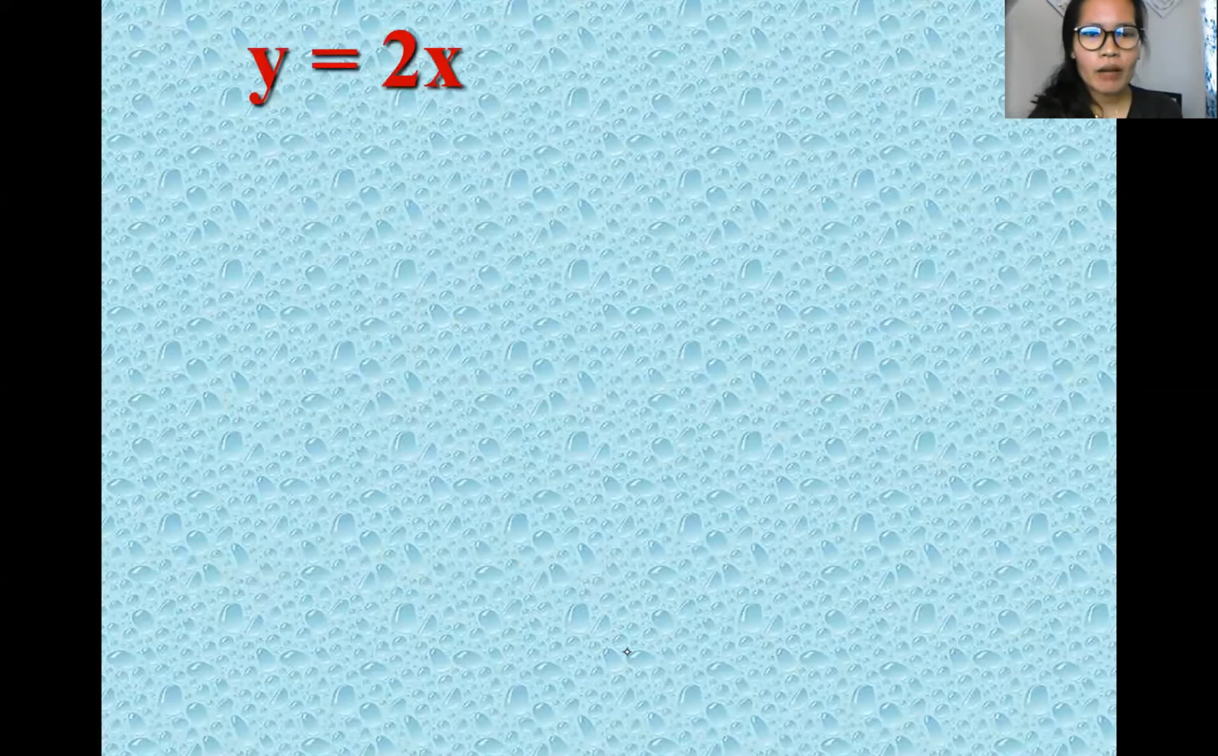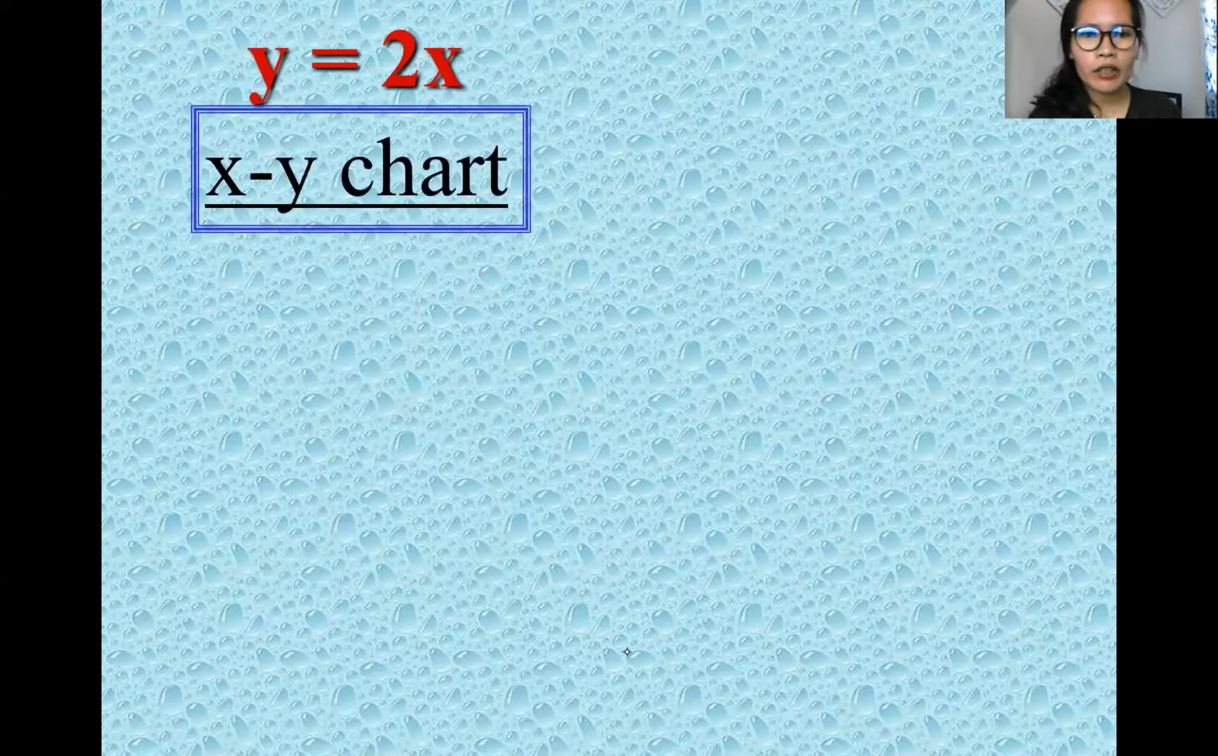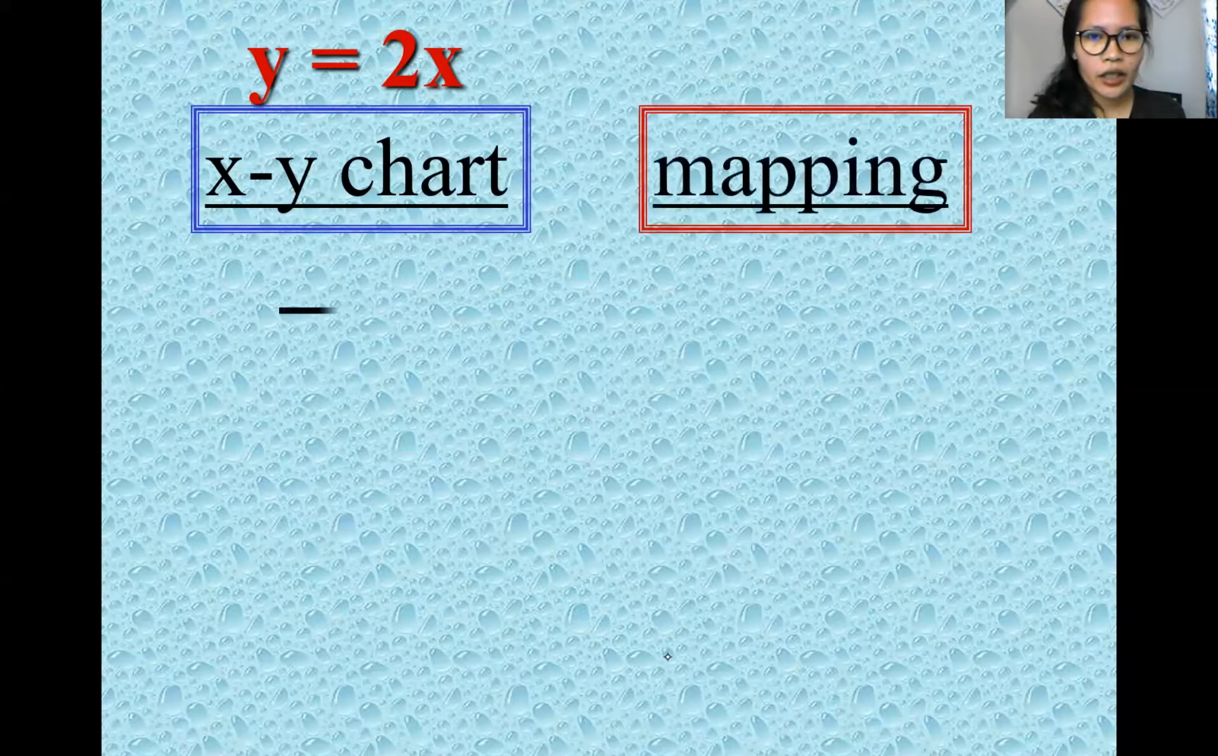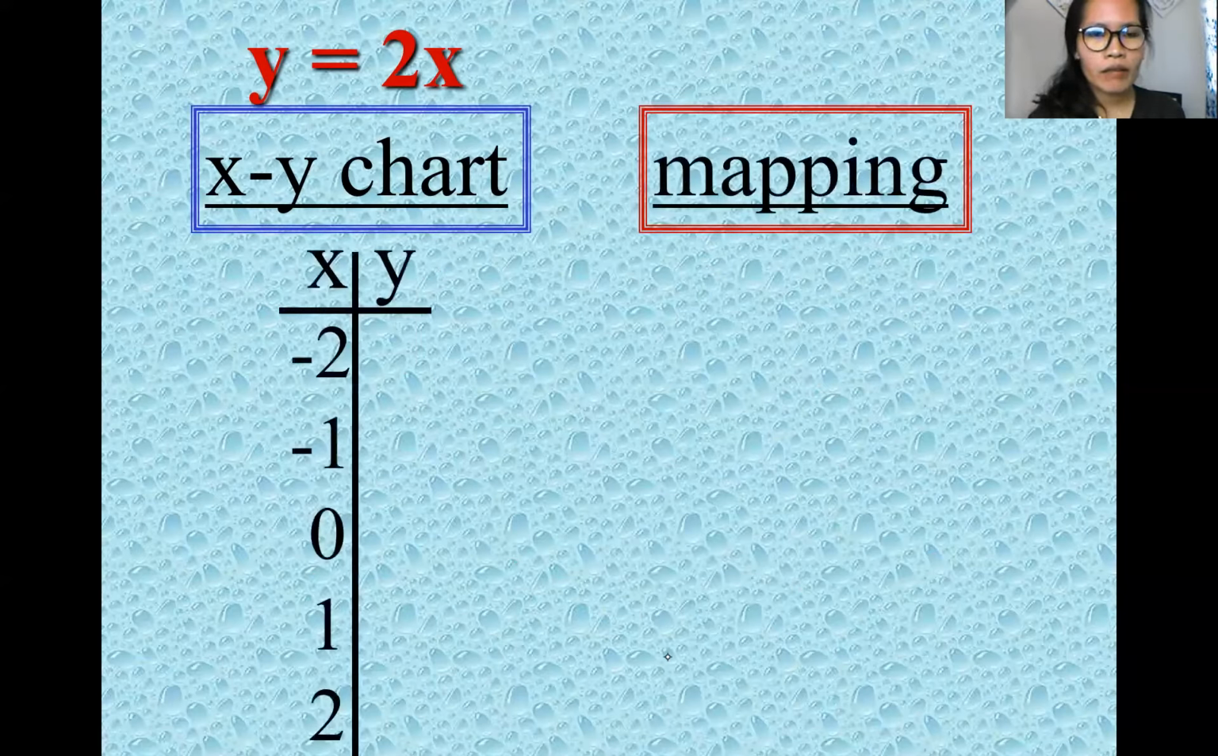Okay, we have y equals 2x. We are going to use the xy chart and the mapping later on. Suppose we have the values for x: negative 2, negative 1, 0, 1, and 2. What would be the values for y? So, unsay atong buhaton, i-substitute lang nato ang value sa x sa y equals 2x. Let's start. y equals 2 times negative 2. The answer is negative 4.